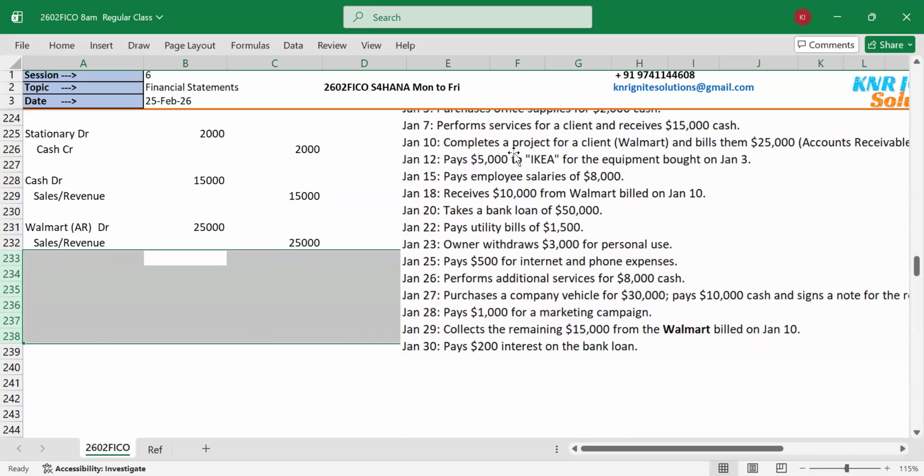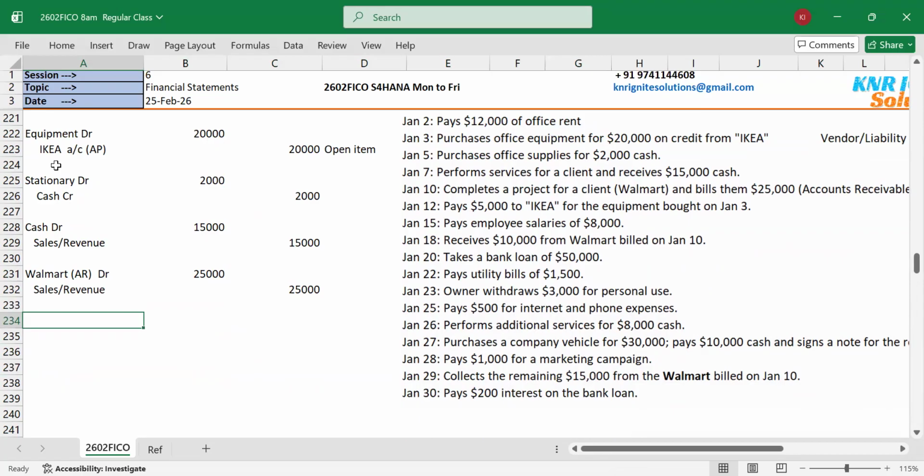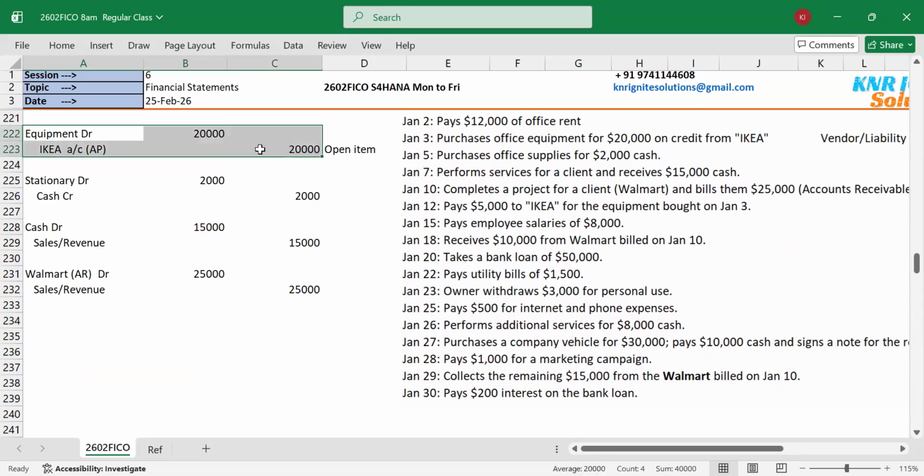transactions. Okay. We're done until January 12th. On Jan 12th, we pay 5,000 to IKEA for the equipment bought on Jan 3rd. We purchased equipment for 20,000, and now we are making a partial payment to this vendor. Let's say $5,000 is what we are paying.